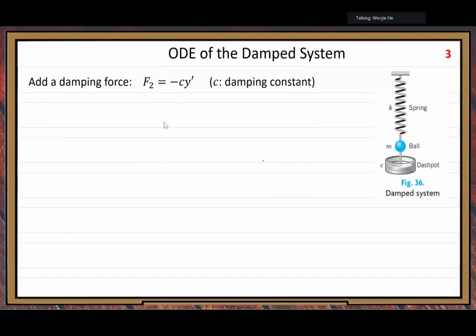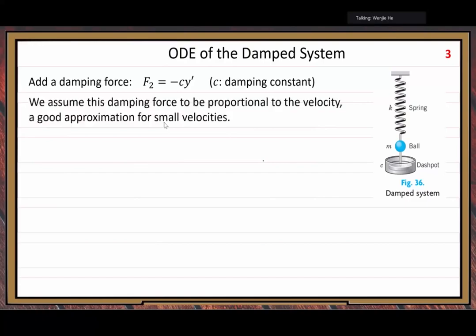Because you reduce the motion, right? So you slow down. You're using this force to slow down the motion. So the force direction is the opposite direction, negative. So we assume this damping force to be proportional to the velocity. A good approximation for small velocities.